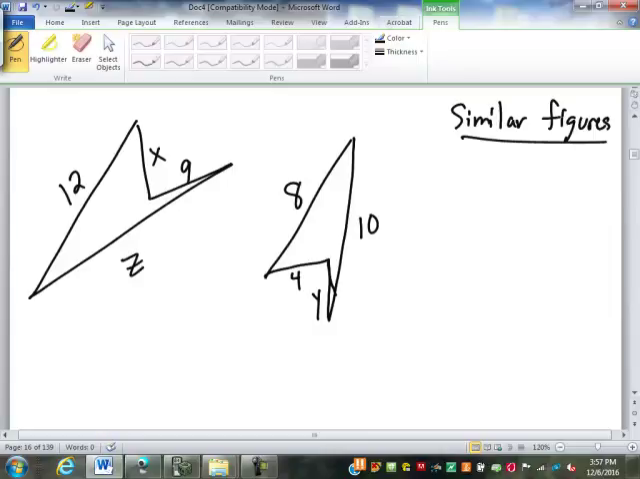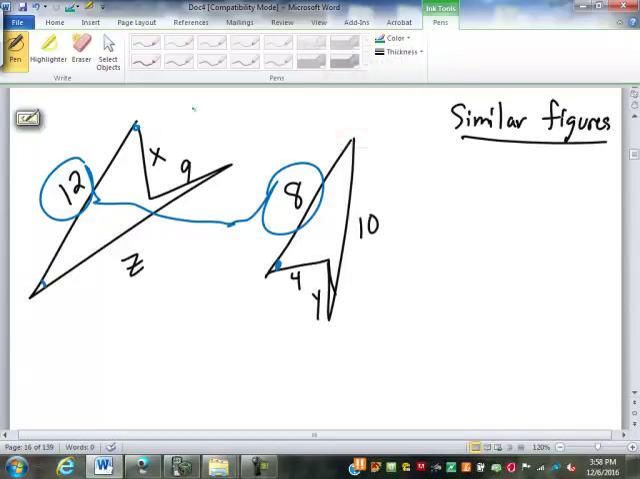So let's look at this one. We need to find missing pieces. But the first thing we need to do is match up the pieces that correspond from one figure to the next. So we start with the 12 here. What does it correspond to on the other one? Careful. The 8. It's between this point here and the lesser angle. Yep.